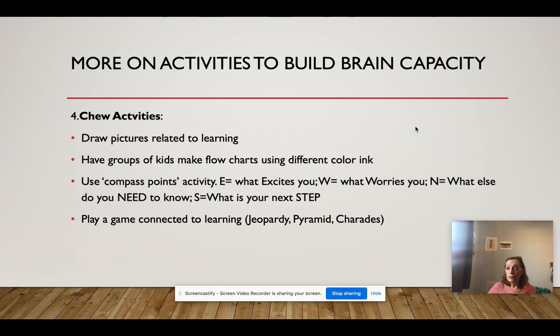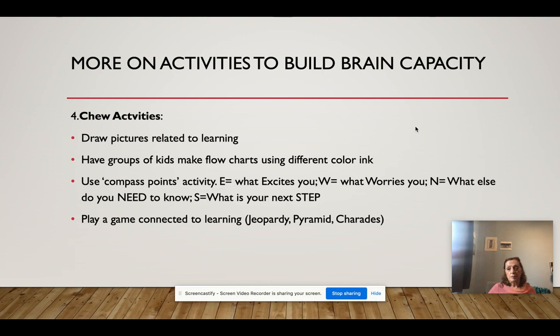There are also other activities. Remember, we want to use the left and the right brain. So the right brain, the more emotional, artsy side of our brain, we can use by drawing pictures related to the learning. It could be a cartoon. It could be just a little flip chart of the sequencing of something. You could have kids make flow charts using flowchart paper and different kinds of ink.